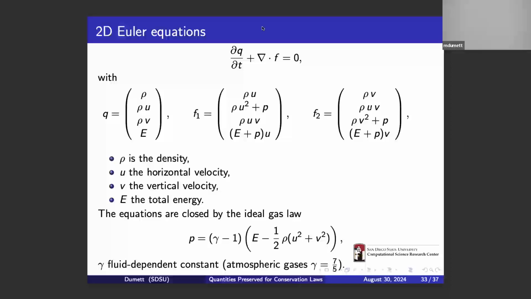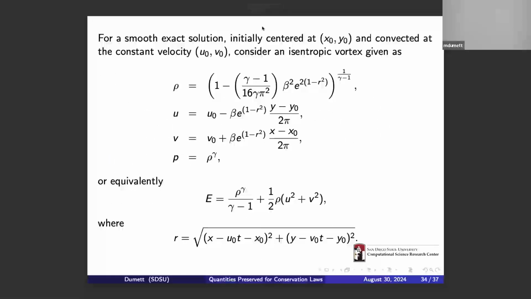Okay? And you see rho is the density, u is the horizontal velocity, and v is the vertical velocity, and E is the total energy. These equations are closed with the ideal gas law, between the pressure and the density. And they depend on a certain parameter that for atmospheric gases is usually taken to be 7 divided by 5. I chose this because this is an elaborate system, and we have the exact solution for that.